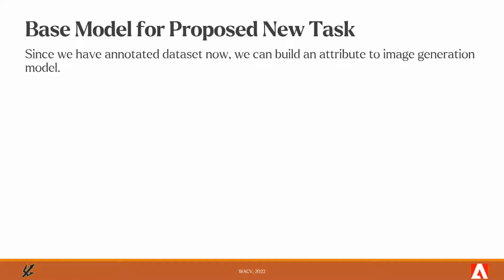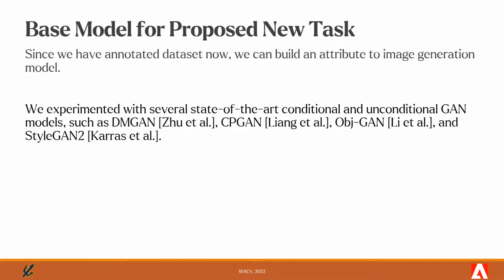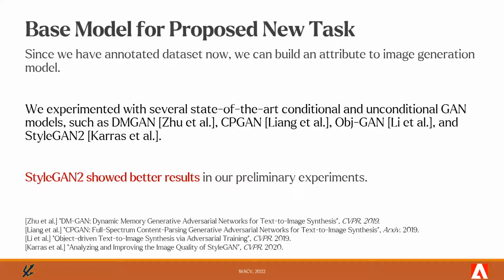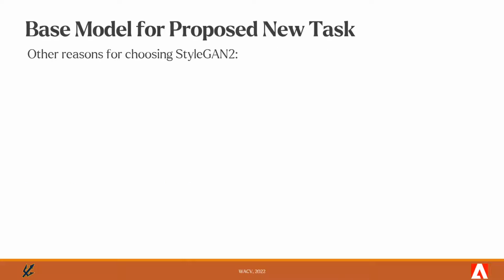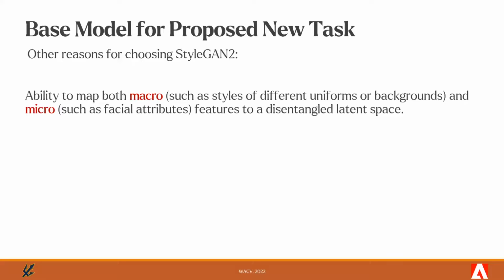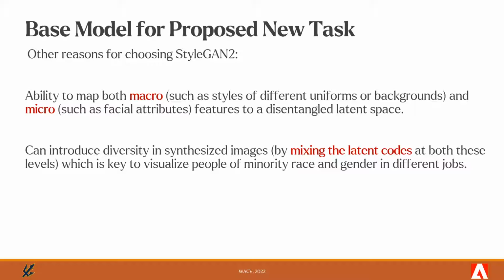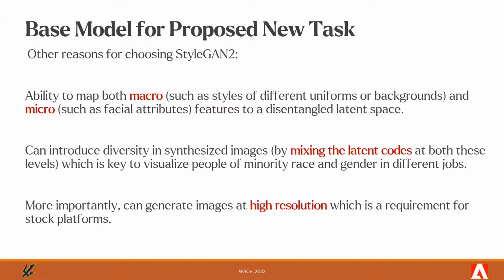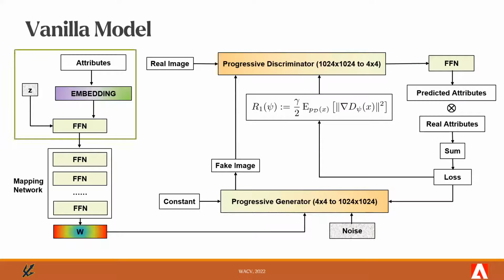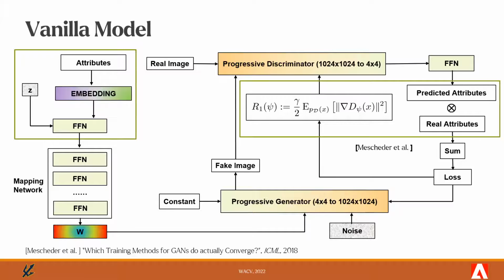Now that we have an annotated dataset, we can build an attribute-to-image generation model. We initially experimented with several state-of-the-art models, but finalized our version with StyleGAN 2 because it showed better results. We also chose StyleGAN 2 because it has the ability to map both macro and micro features, and it can introduce diversity by mixing the latent codes. It can also generate images at high quality and high resolution, which is a requirement for our task. This shows our vanilla model, and for more details, please refer to our paper.